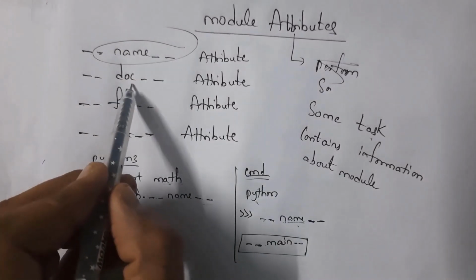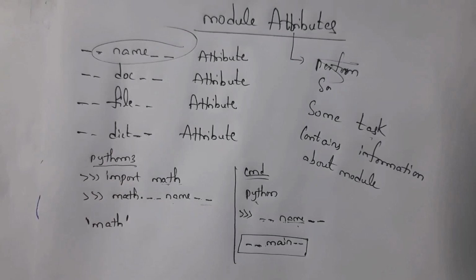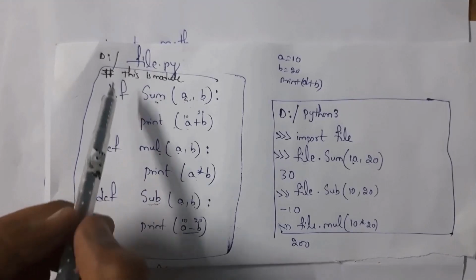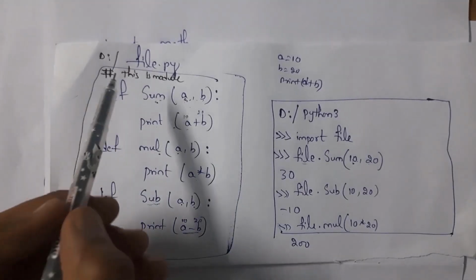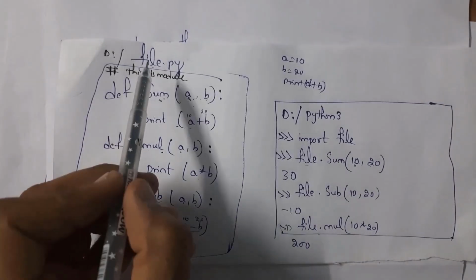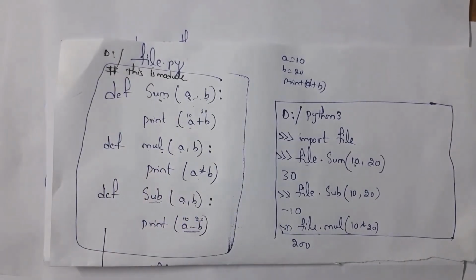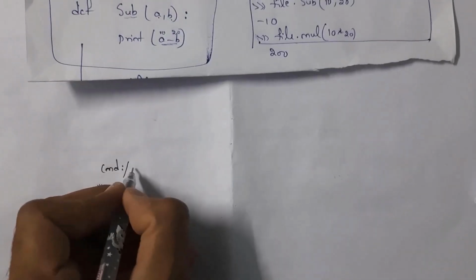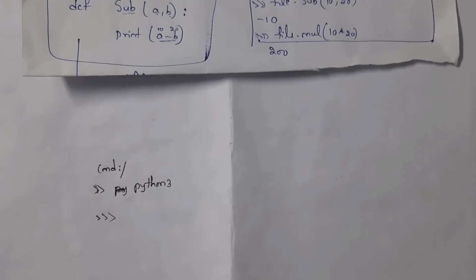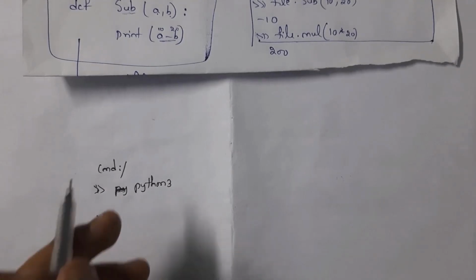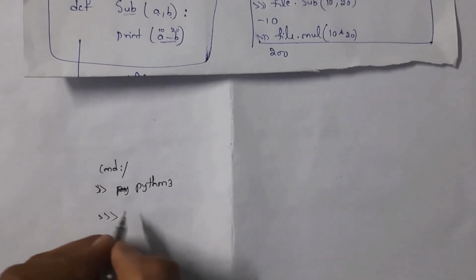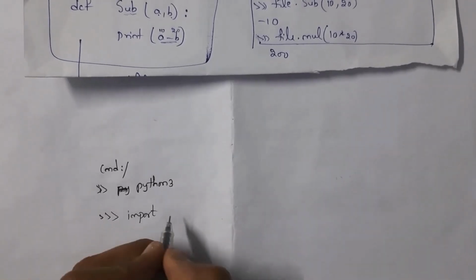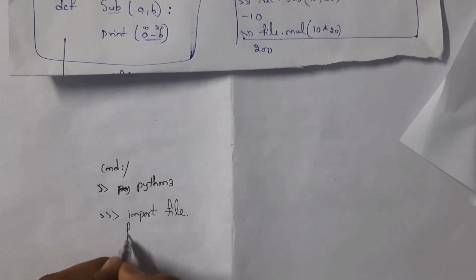Next I will explain what is the use of the doc attribute. Doc stands for document string. For example, consider this file which I already explained before. Let us consider this module contains a comment, that is, this is module. This module name is file.py and this module is present in local disk D. Now I want to import this module file.py. So just open command prompt and open Python. Now inside this write import file.